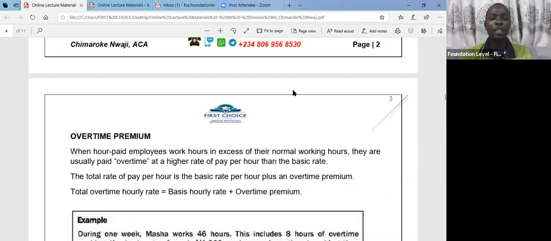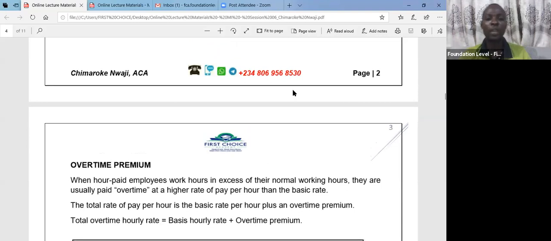Let's look at the second exception, which is overtime premium. What is overtime premium? Now, overtime means you are supposed to close at a particular time, but your employer said, please, can you extend your time beyond your normal working hours? Now, to motivate you to stay beyond your normal working hours, they are going to pay you something called overtime rates.